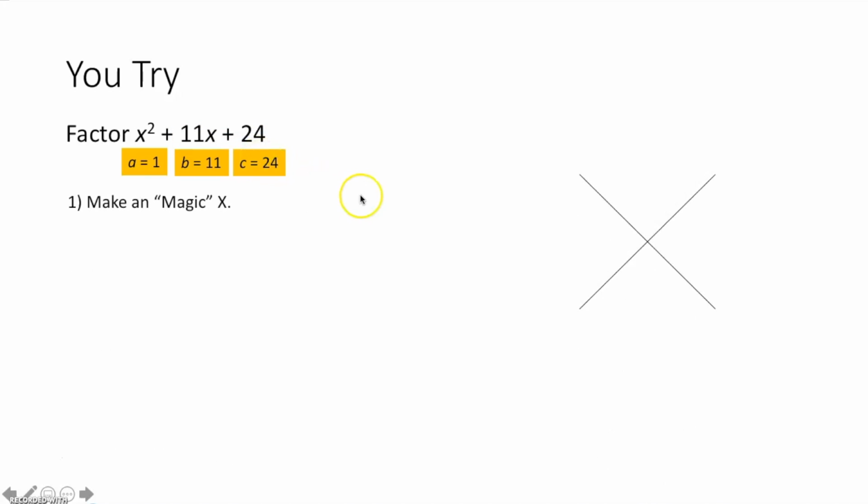What's our a? Our a is the number in front of the x squared, that's 1. Our b is the number in front of the x, that is 11, and our c is the number tacked on the end, that's 24. So we start by making a magic x. This is how we're going to factor this. We then multiply a times c, so 1 times 24, that goes on the top of the magic x, and then your b value goes on the bottom.